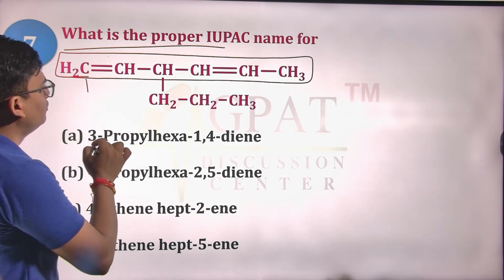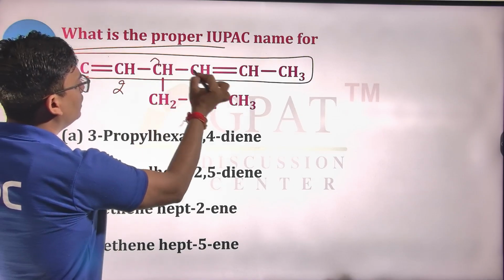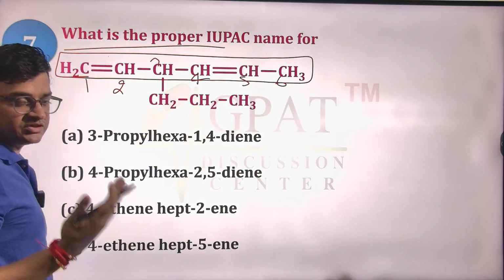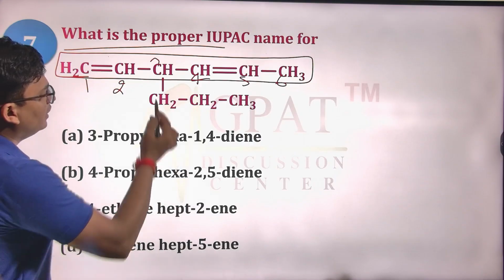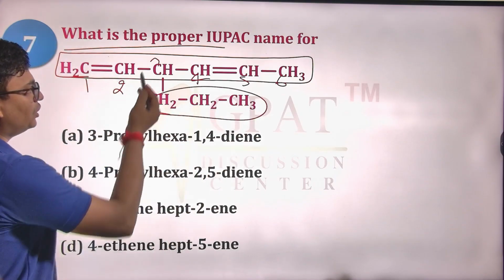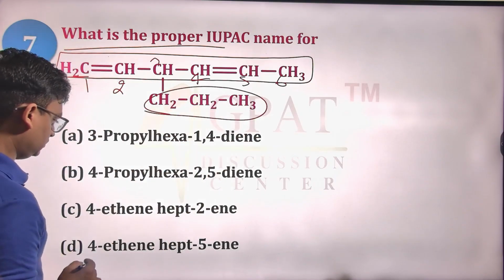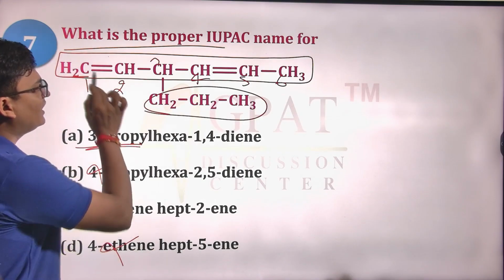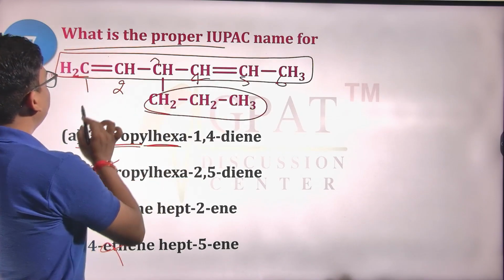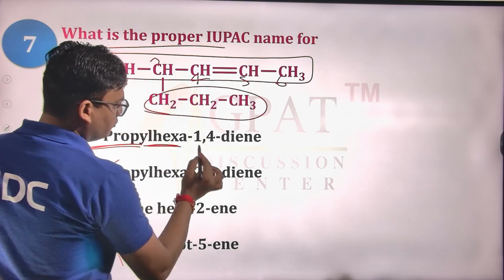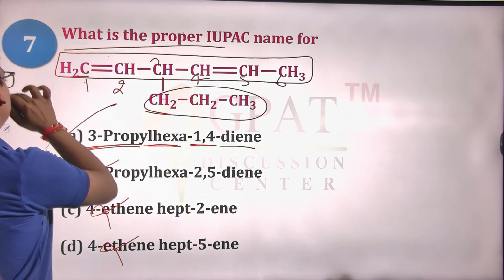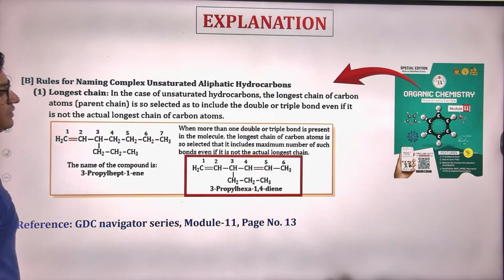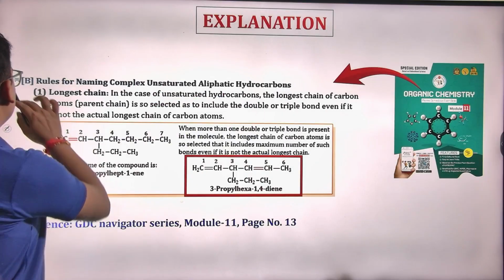So number 1 is given to this carbon, then second, third, fourth, fifth, sixth, since the double bond arises at the first position. So we have a propenyl group at the third carbon. So 3-propyl... 4, going wrong, 3-propyl. We have 6 carbons as hex, and we get 1,4-diene. 1,4-diene. So yes, A is the right answer for this question.